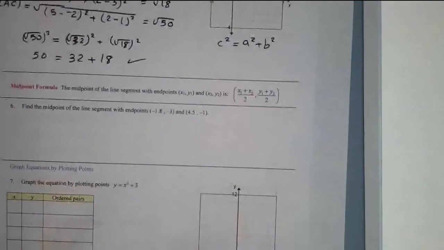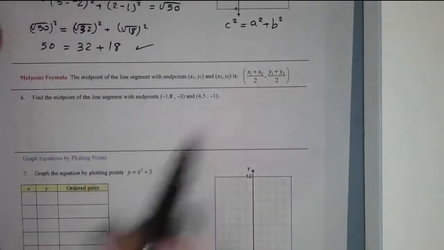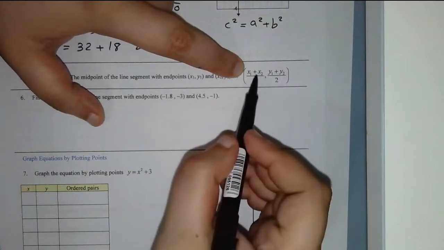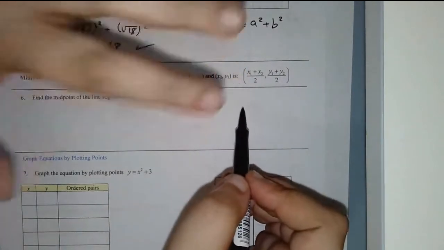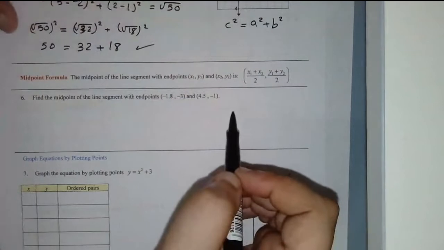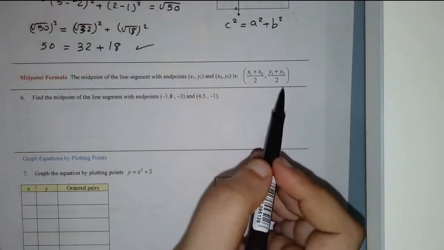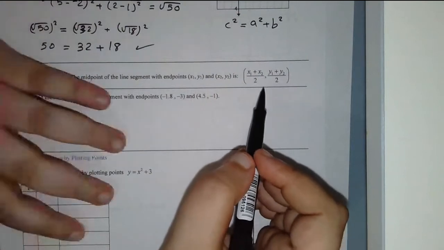So there's an easier way. All I have to do is look at the values, x1 and x2. You add them and then divide them by 2. You take the average of the x values. x1 plus x2 divided by 2 is your x value for the midpoint.